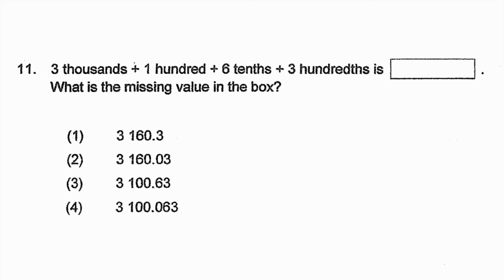Question 11, I like to basically write down the fractions or the decimals. So the way I do it is, number 1, 3,000s, okay, 3,000, 100, 6 tenths. Now the fact that there's a "th" here tells me it's actually 6 over 10. There's a "th" here for hundredths, so it's 3 over 100.